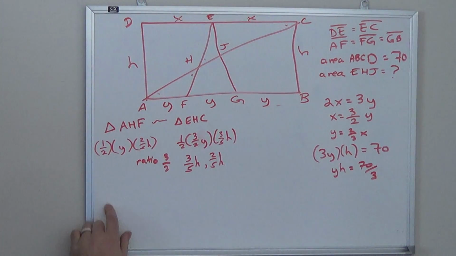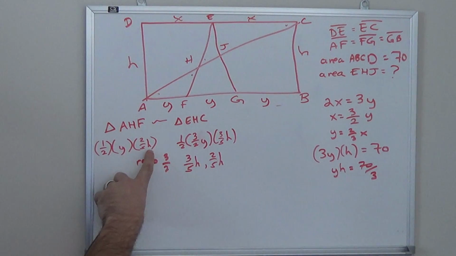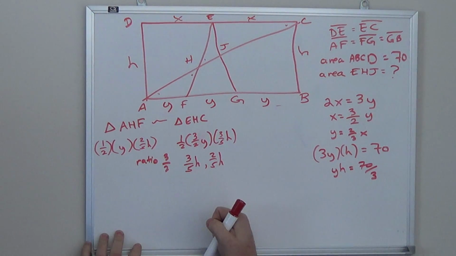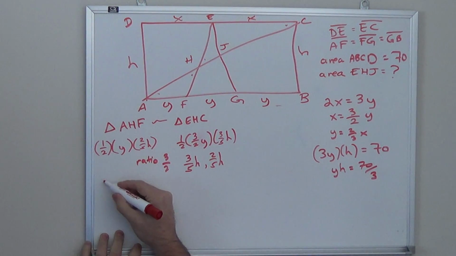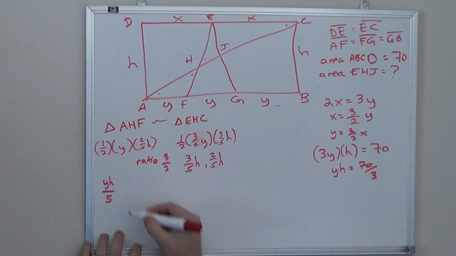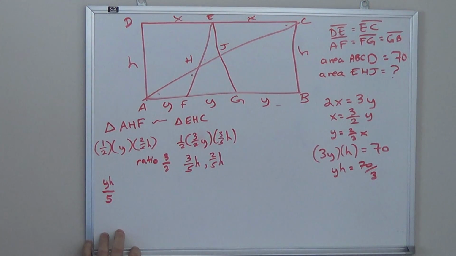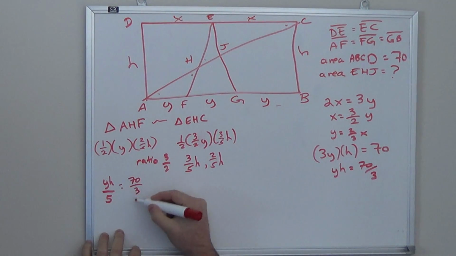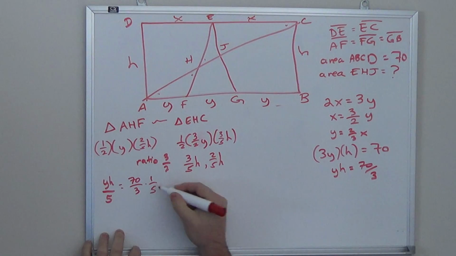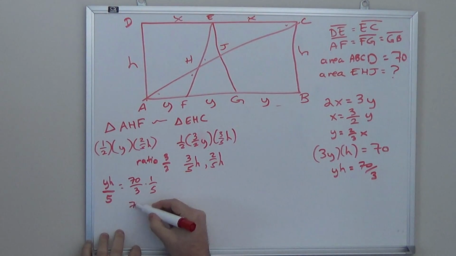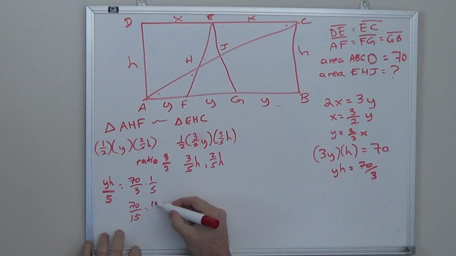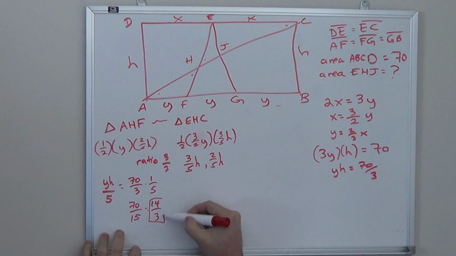So let's see if we can clean these up here. So we got 1/2 times y times 2/5 h. Right? If I multiply across, those 2's will just cancel out, and I should really just get what? yh over 5 is the area. But wait a minute. We have something here because we know yh is 70 over 3, right? So this is really equal to what? 70 over 3 divided by 5, which is the same as multiplying by a fifth. And that's going to give us 70 over 15, and we could probably clean that up a little bit. We could divide by 5. That's 14/3. Alright, so we're sort of getting somewhere.